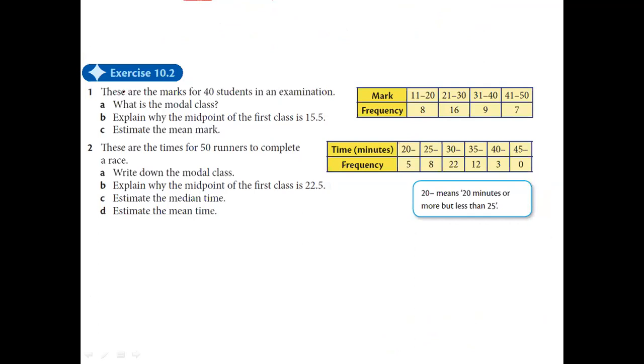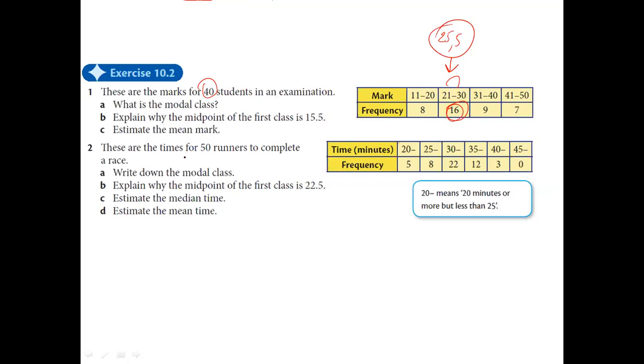So first example: these are the marks for 40 students in an examination. What is the modal class? The modal class is the largest frequency. Modal class: 16 students in the classroom got marks between 21 and 30. What's the mean of these two numbers, or the average? 51 over 2 is 25.5. And the next question is, explain why the midpoint.